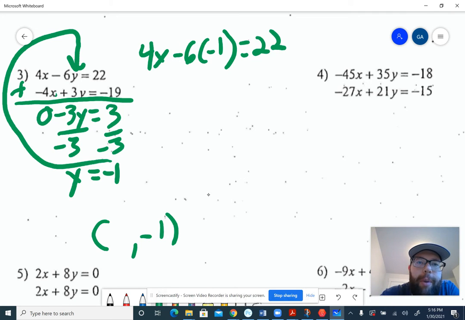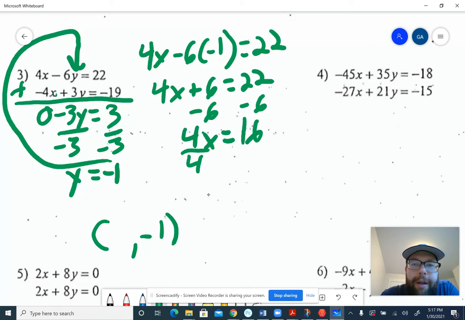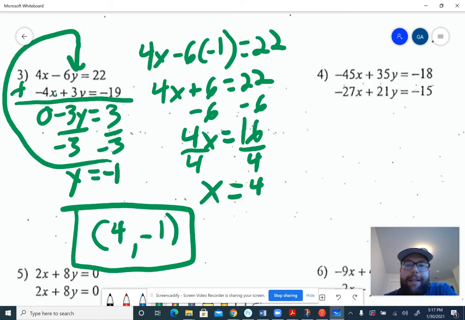Negative 6 times negative 1 would be positive 6, so I'd have 4x plus 6 equals 22. Then I would subtract the 6, giving me 4x is equal to 16, and then divide by 4, and that gives me x is equal to 4. So my final solution would be (4, negative 1) in parentheses. Again, ordered pair, right? That would be my final solution.